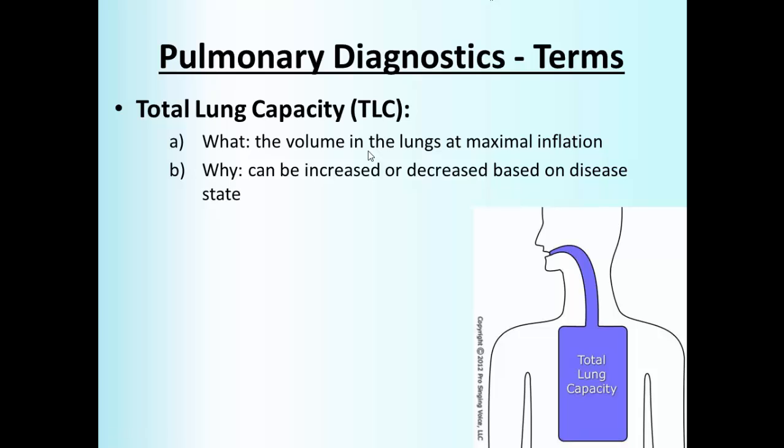Total lung capacity is the volume in the lungs at maximum inflation. This is usually about 4 to 6 liters in a normal adult. We test this because it can be increased or decreased based on a disease state.